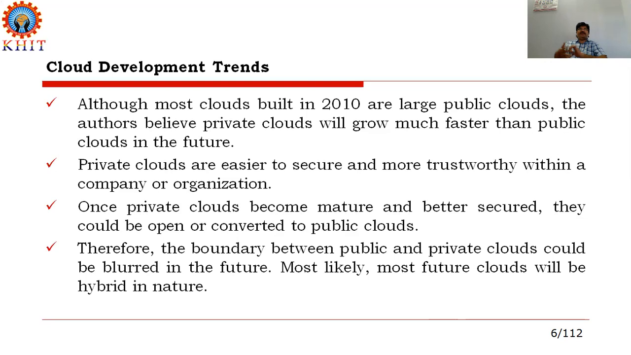Why? Because once the organization's needs are fulfilled, it will automatically fulfill the end user's needs also. We can convert the public clouds into private clouds automatically when it is proved. Therefore, the boundary between public cloud and private cloud could be blurred in the future, and we need to establish one bridge between public and private cloud. To overcome the problem, we need to combine the services offered by the public as well as the private. So the best option is the hybrid cloud.